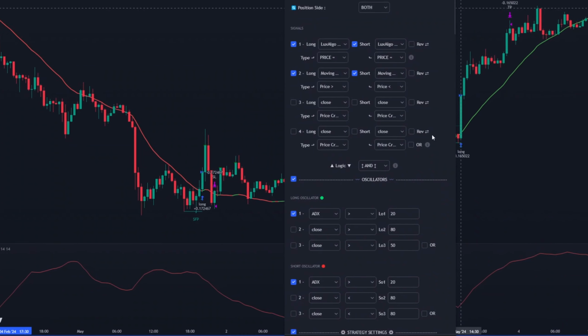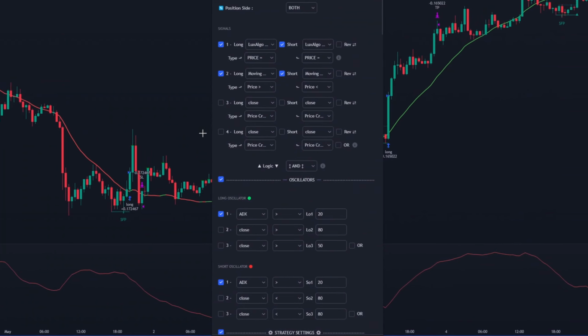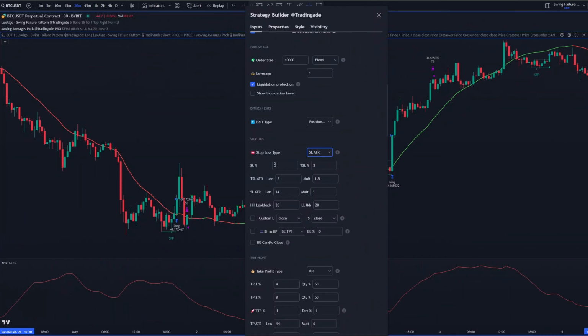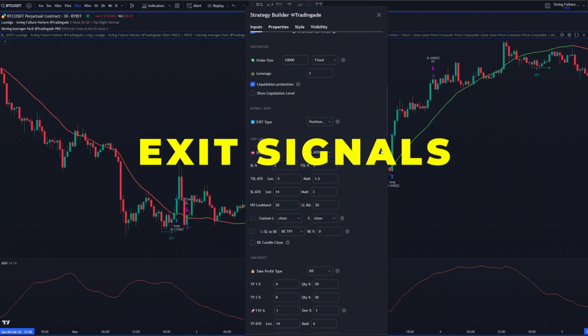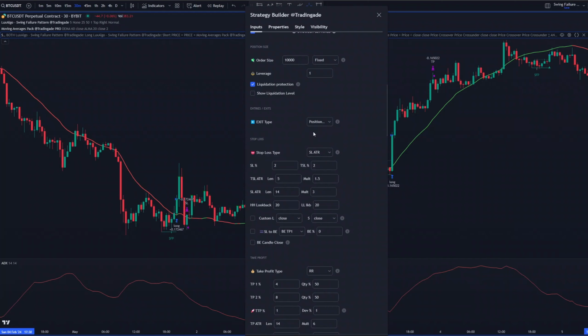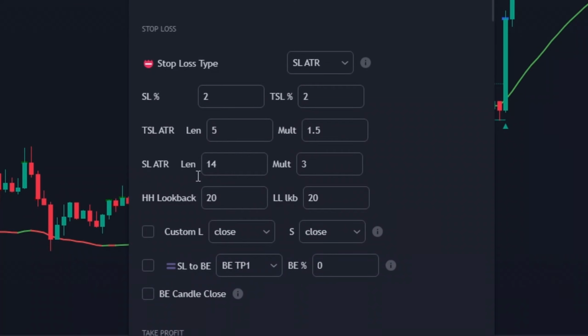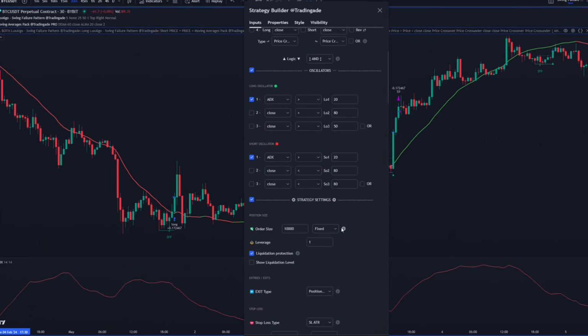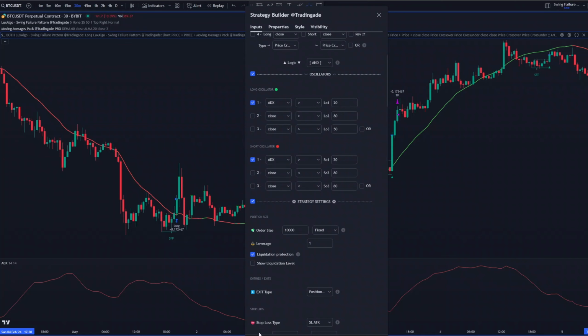As you can see, in just 1 minute we configured an entire strategy with 2 confirmations and the main entry signal. Now we just need to configure our exit signals. And we will use the ATR bands. We will set the stop loss based on ATR, 14 length with a multiplier of 3, whereas for a take profit we will set a risk reward of 2. That's fine, now our strategy is ready to backtest. So, let's jump into backtest results.